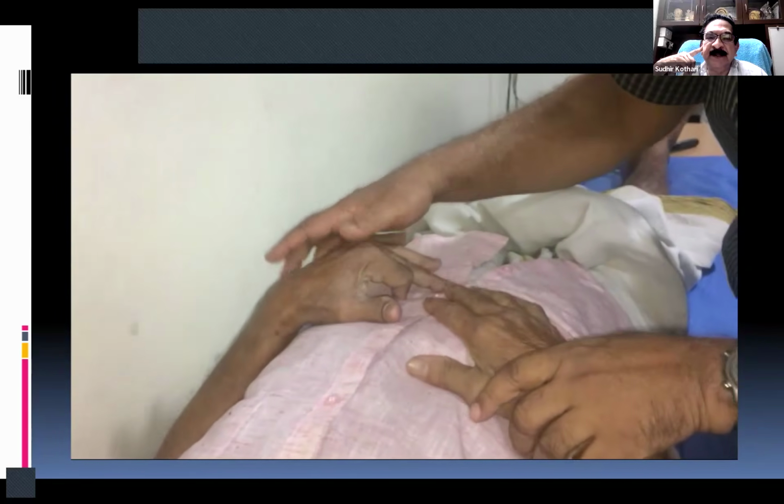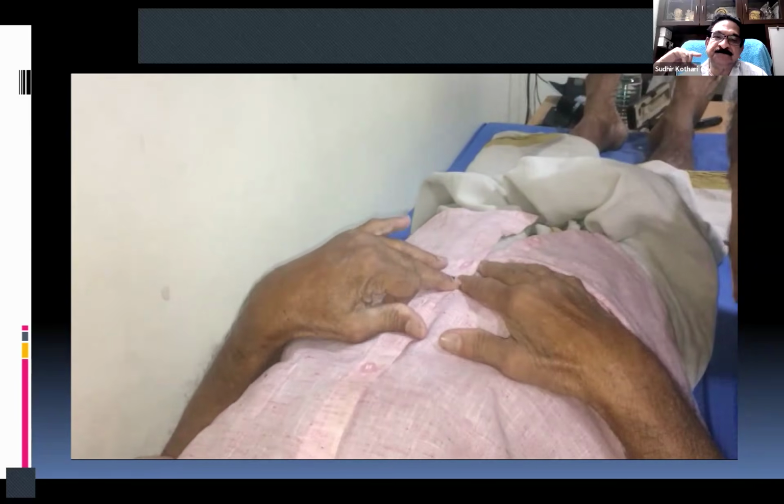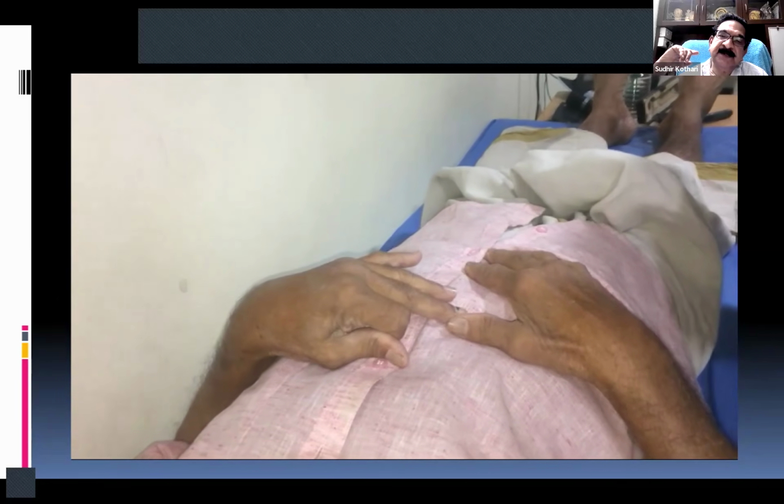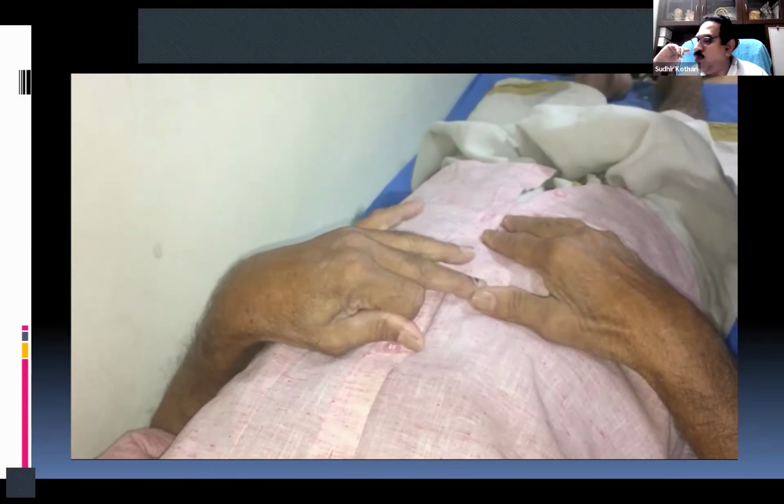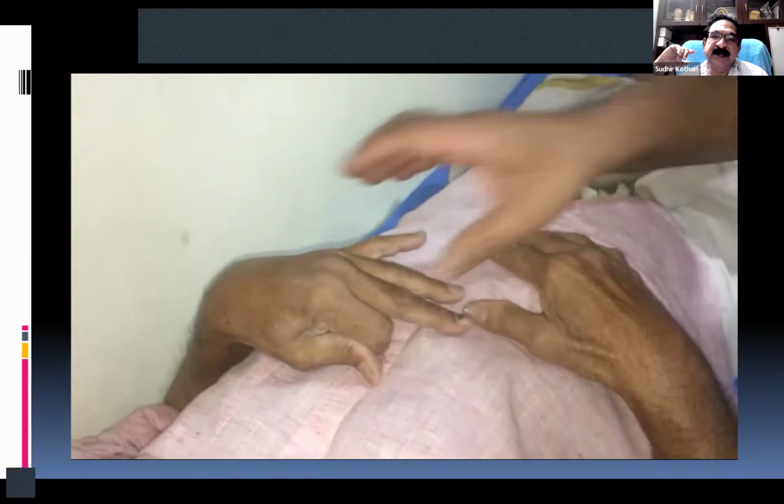Made him lie down. Keep the hand on the left side. See what is happening in the left hand. It levitates upward spontaneously without its knowledge. He's not asked to do anything. Spontaneously it goes up. Come to the reflexes. Right upper limb reflexes normal.